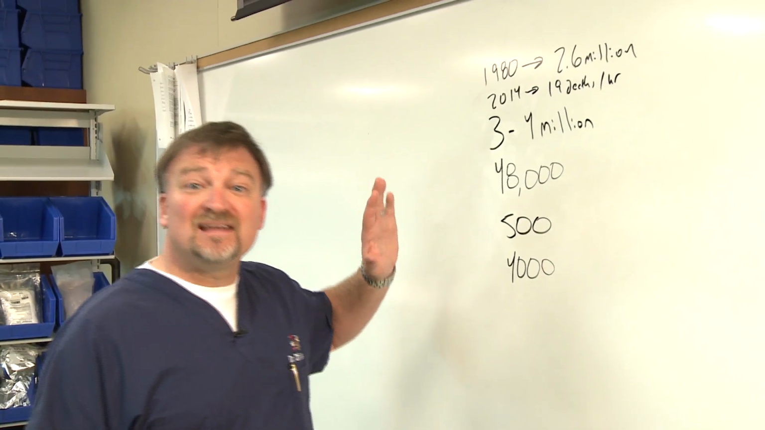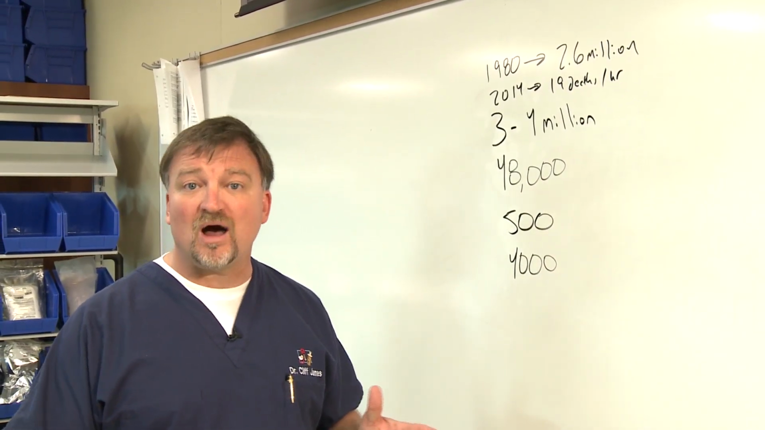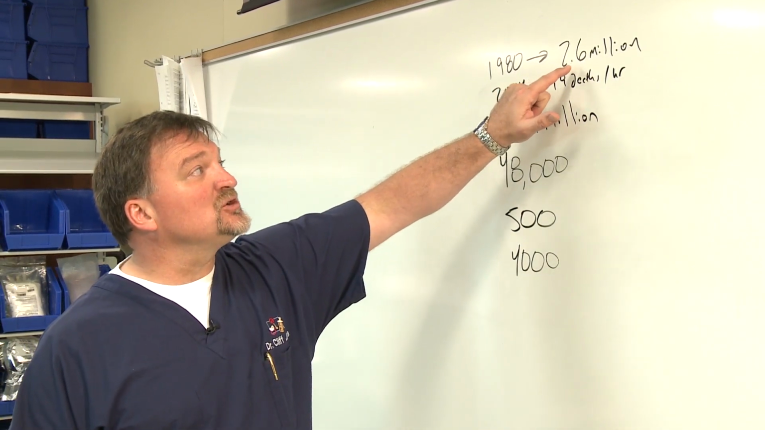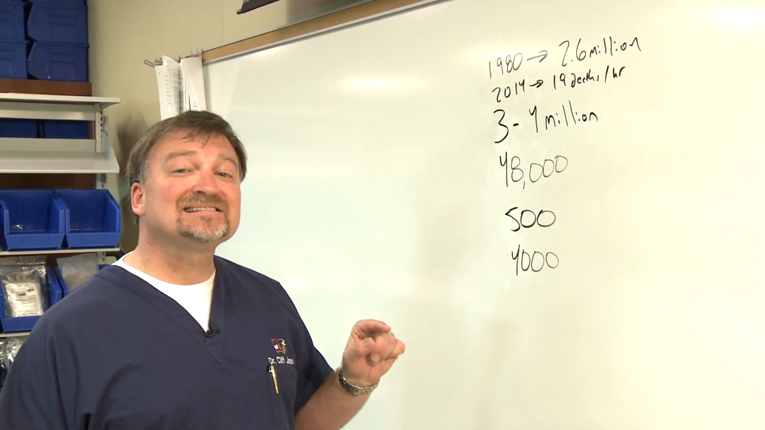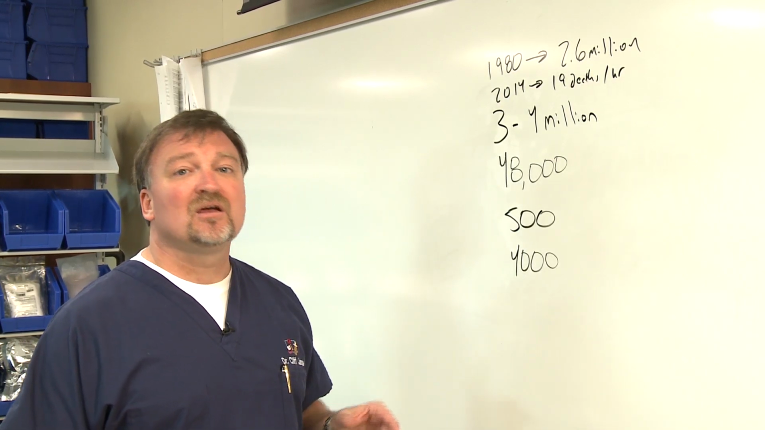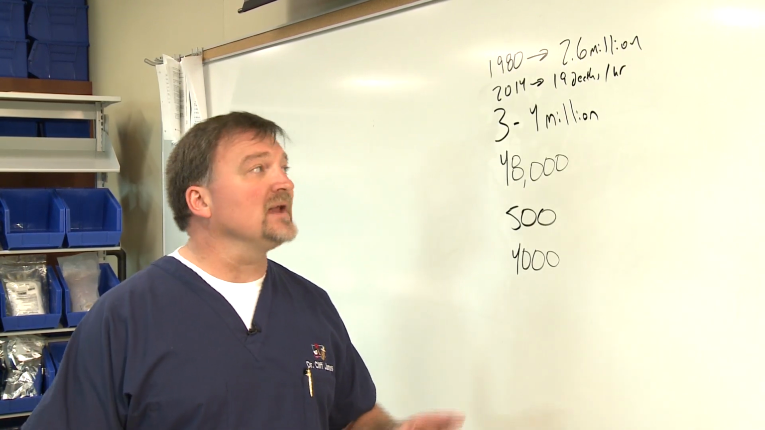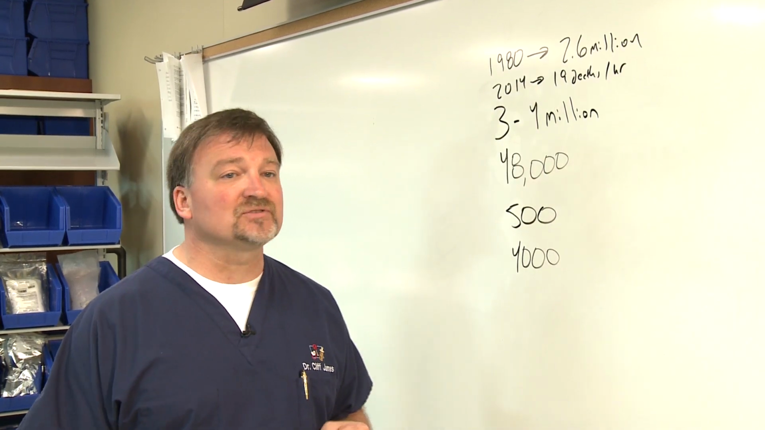Now, prior to 1980, we didn't have a huge push for worldwide measles vaccination. And in the world, it was responsible for 2.6 million deaths per year. Still in 2014, with about an 84% vaccination rate worldwide, we still see 19 deaths per hour from measles.